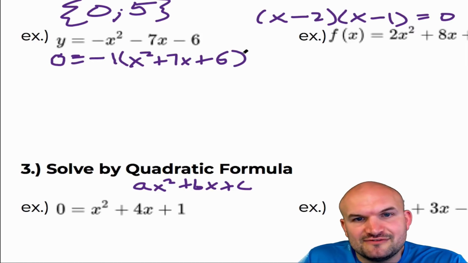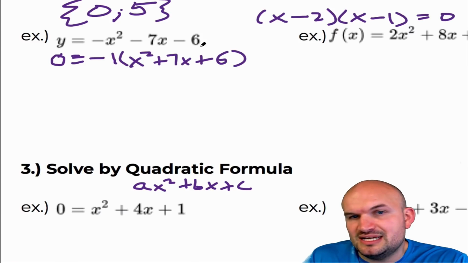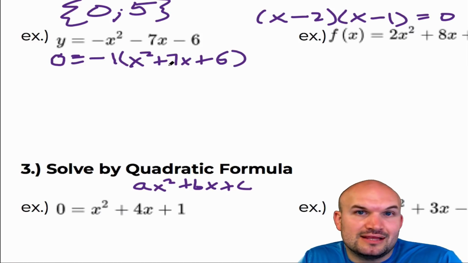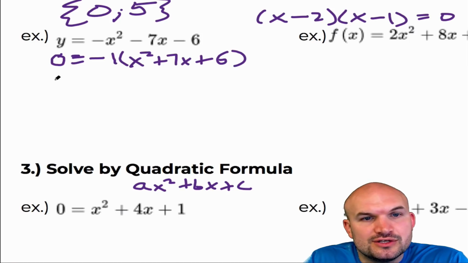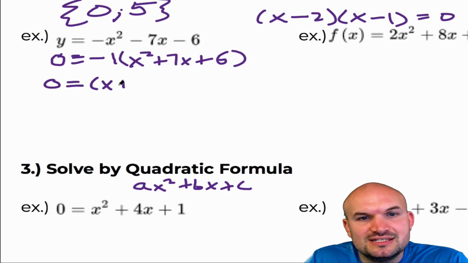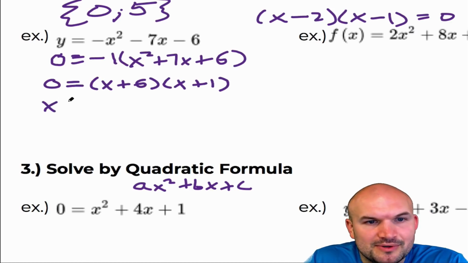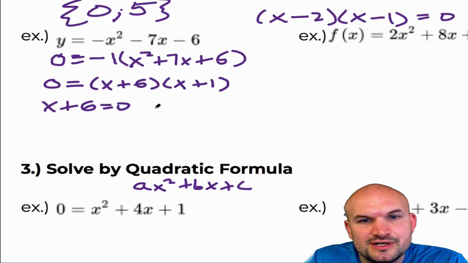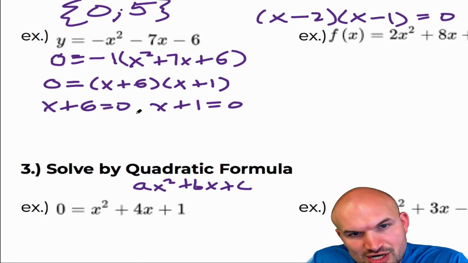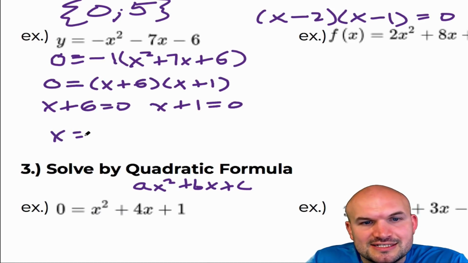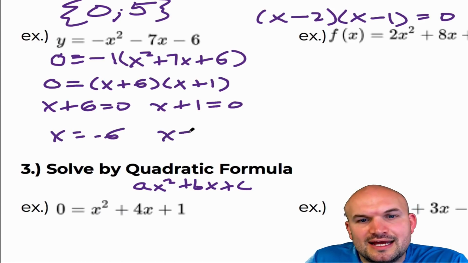So therefore, I need to factor this. What two numbers multiply to give me 6, but then add to give me 7? Well, that looks like it's going to be 6 and 1. So therefore, I can just rewrite this as x plus 6 times x plus 1. Now I can apply the zero product property, x plus 6 equals 0, x plus 1 equals 0, and therefore you subtract 6 on both sides, so you can say x equals negative 6 and x equals negative 1.